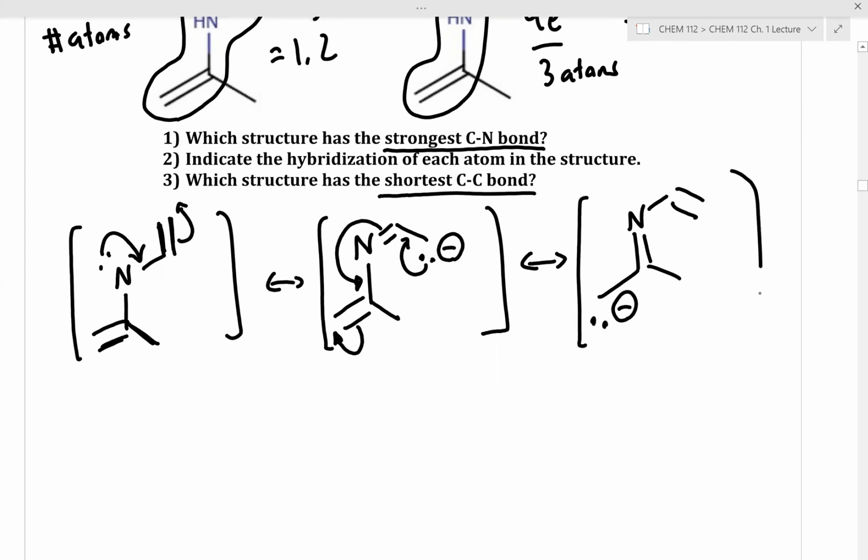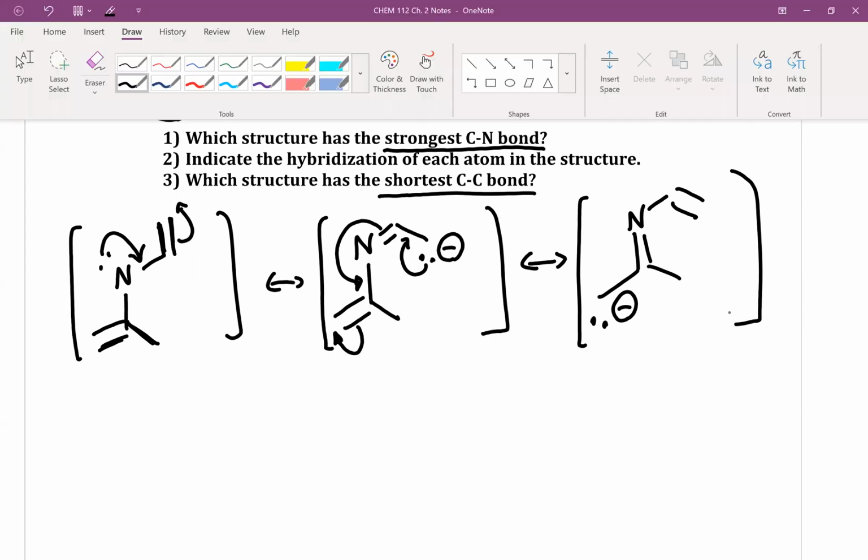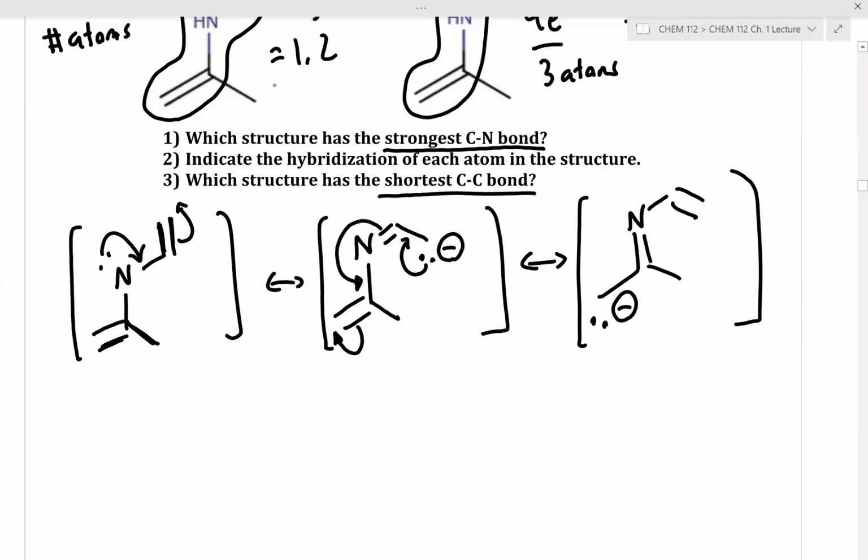Now, of course, these are minor contributors, but nonetheless, they do affect our bond length and strength. Does that make sense to everyone? Now let's handle our simpler structure, looking at the following system.